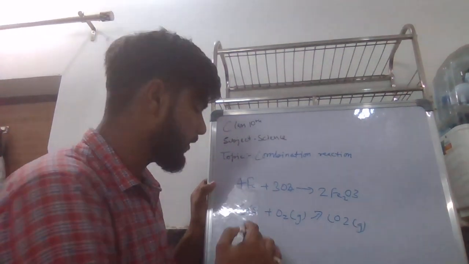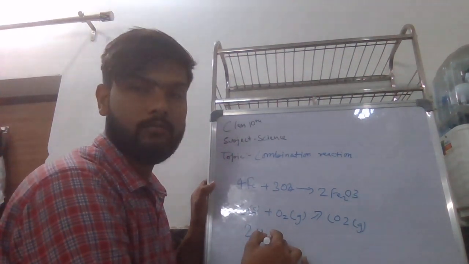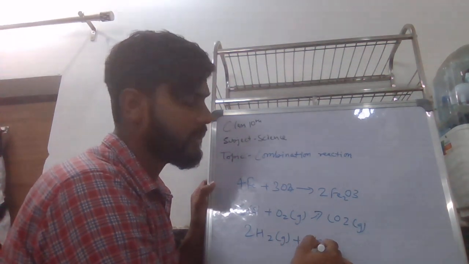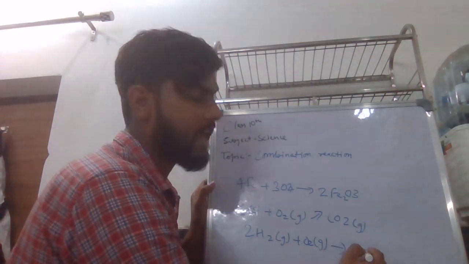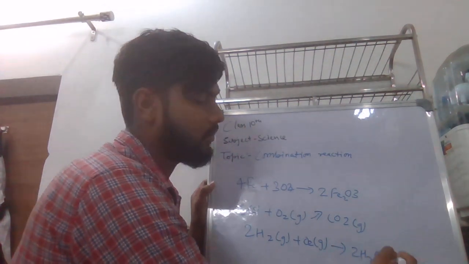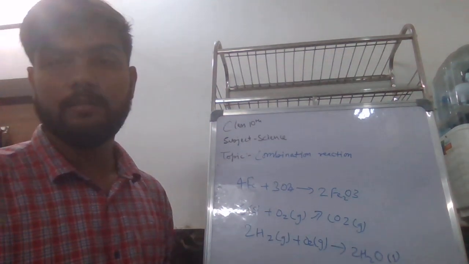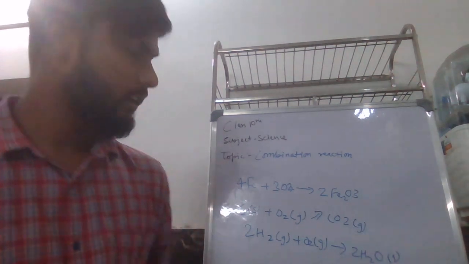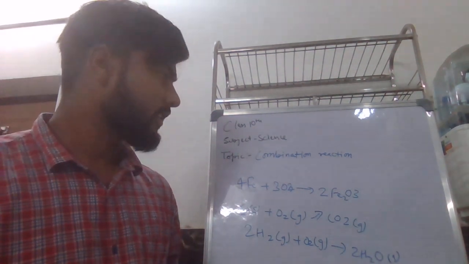Here it will be 2H2(g) plus O2(g) reacts to give 2H2O(l). So these are the examples of combination reactions.